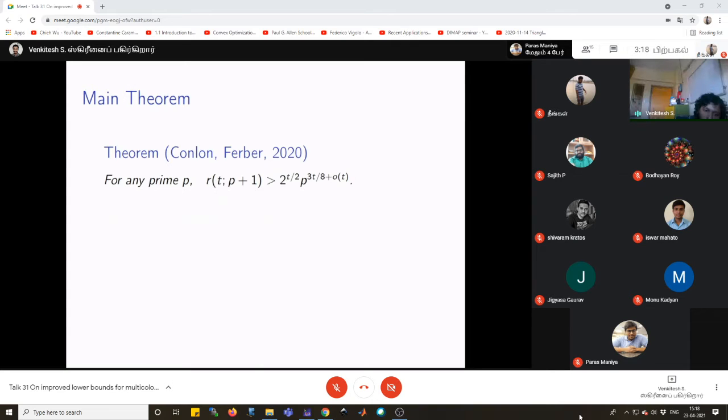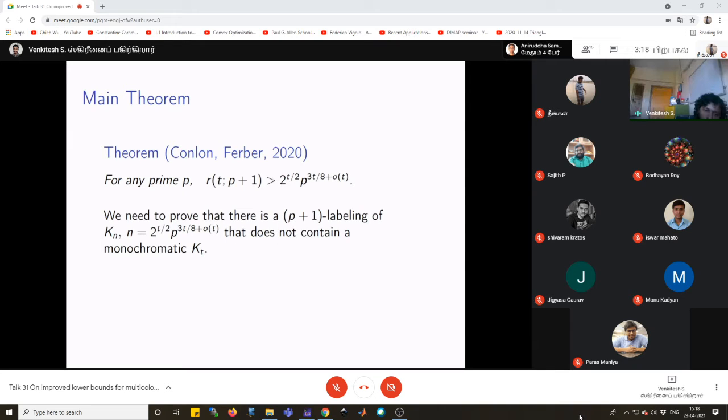Okay, so let's get into the main theorem. Once again, this is the theorem statement: for any prime p, R_t(p+1) has this lower bound. How do we do this? So we need a lower bound. What does it mean to get a lower bound? If you go back to the definition of the diagonal Ramsey number, it is the least natural number n such that every L coloring of Kn contains a monochromatic copy of Kt.